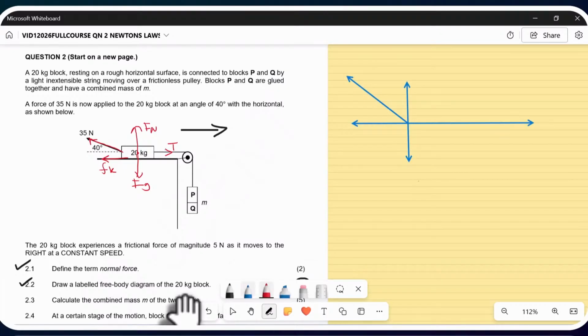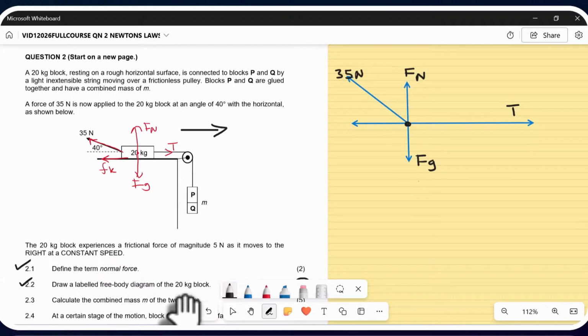So this dot shows the free what? The free body. Don't forget we must label these forces. This is our F normal, you can call it normal force. This is our weight Fg, and this is our tension taking the block to the right. This is our 35 newton force at an angle of 40 degrees. And here we have the frictional force. Because it's moving, we call it kinetic frictional force. So those are the 5 arrows for the 5 forces.